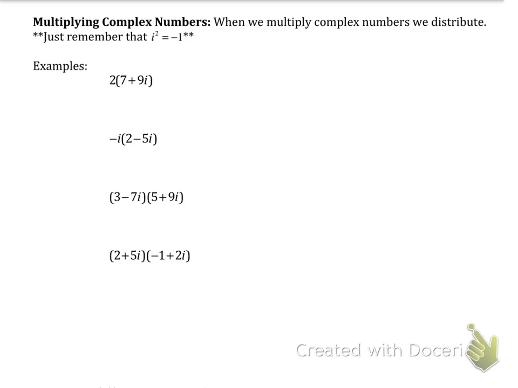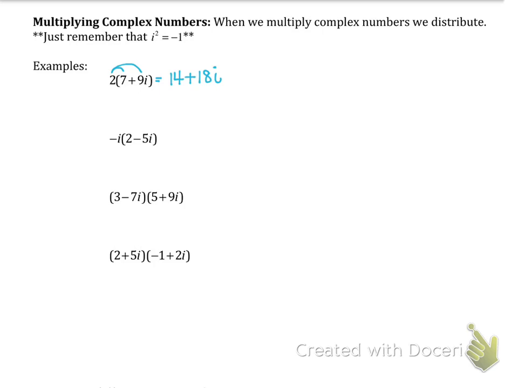All right, now when we multiply complex numbers, we distribute. We treat it just like you would if I was considered a variable. So now what we do have to remember though is that I squared is -1, and you'll see where that comes into play. So the first one's kind of simple. We just take 2 and we distribute it. So we get 14 plus 18i.